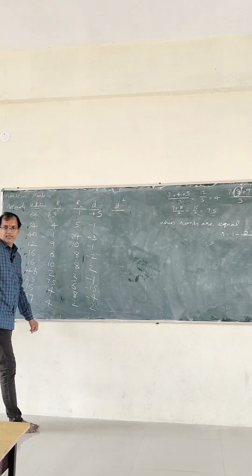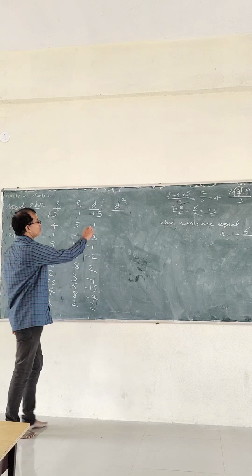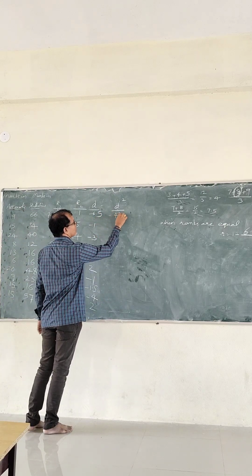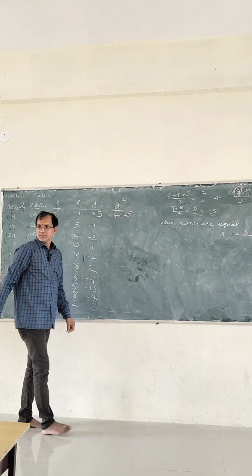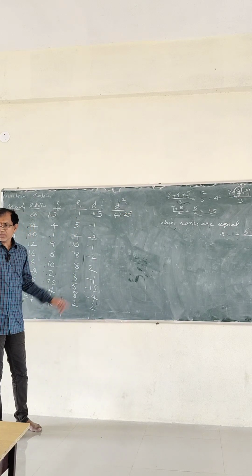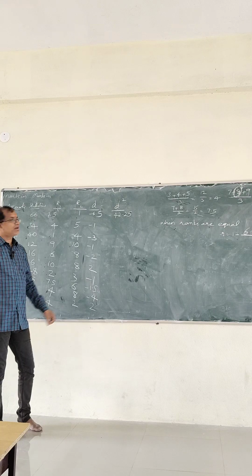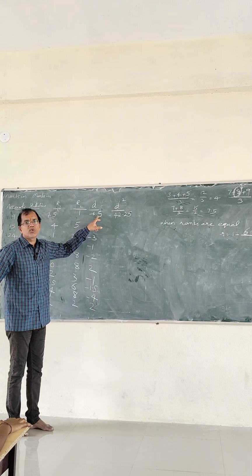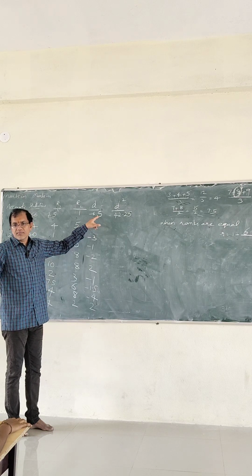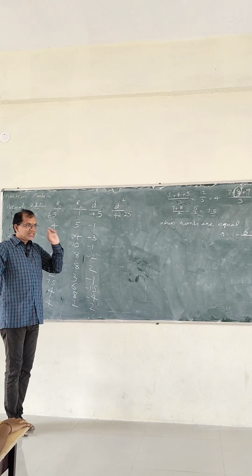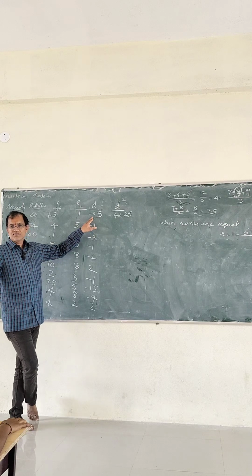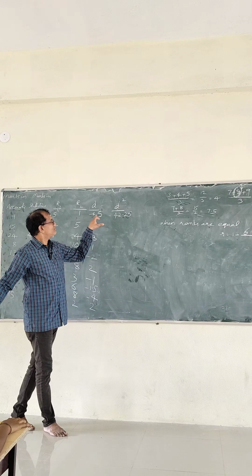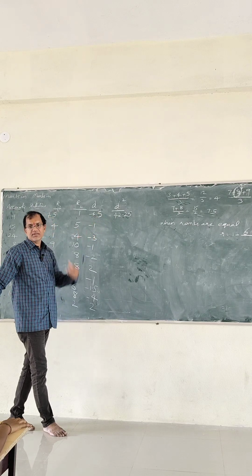Coming to this, square. Very good. 42.25.